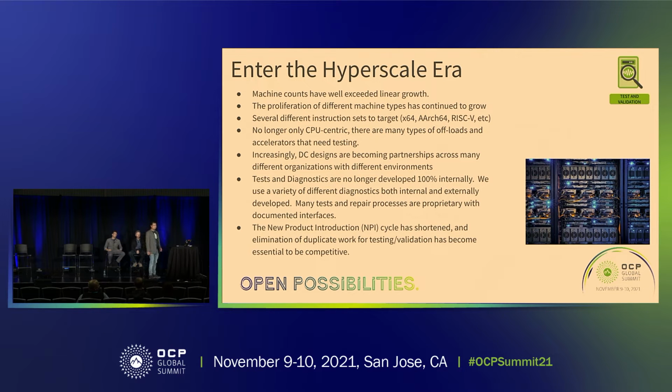Tests and diagnostics are no longer 100% developed internally. We actually build them with ODMs. We work with a lot of different partners to test our equipment. So the processes that we have today are proprietary, but they have documented interfaces. The NPI cycle has shortened dramatically since the history of this, and really has actually eliminated the duplicate work for test and validation to be competitive. So a lot of the things that we are doing today, a lot of our friends in the OCP community are doing the same thing to validate their equipment as well. So the question here is, why do something unique?